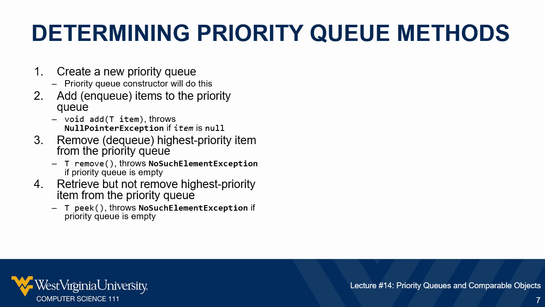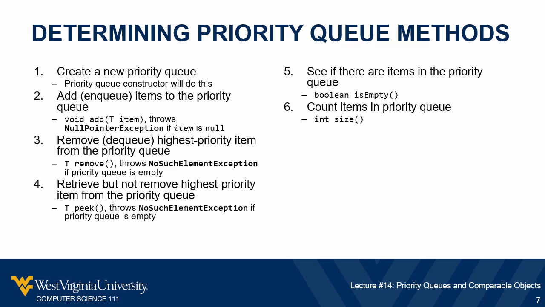We're also going to have methods to see if there's anything in the priority queue. That'll be our isEmpty method that'll return a Boolean value. We'll be able to find out the exact number of items that are stored using the size method that returns an int. And we'll have a toArray method that will return an array of objects containing the items that are in our priority queue.